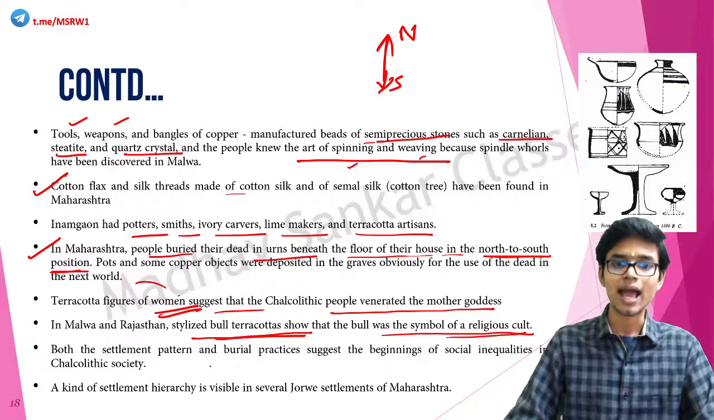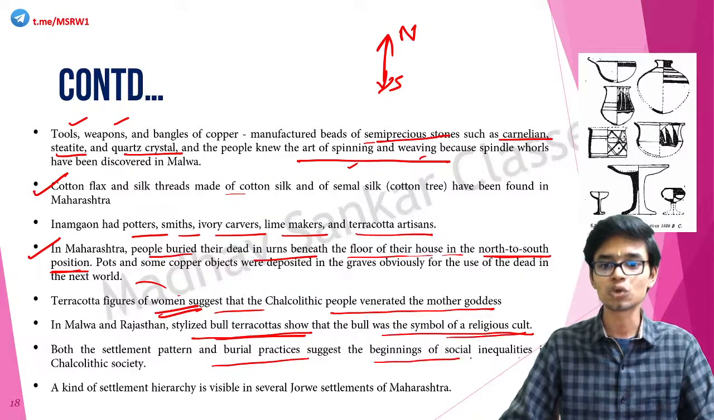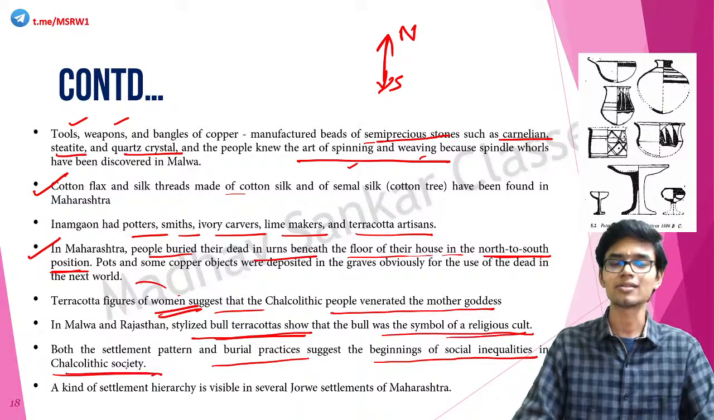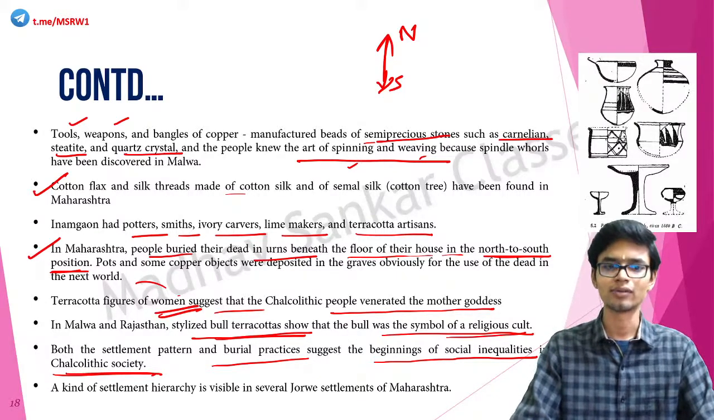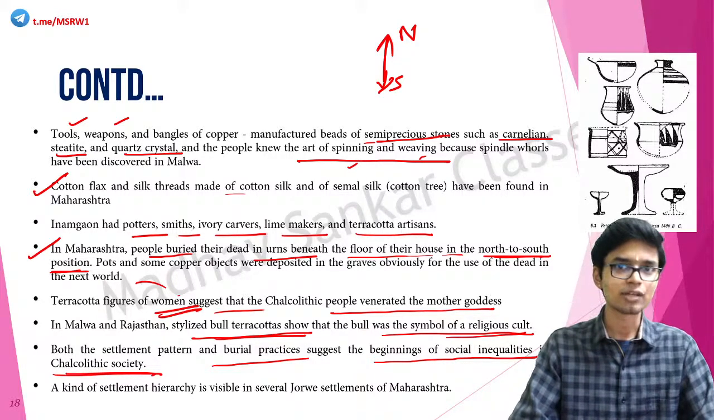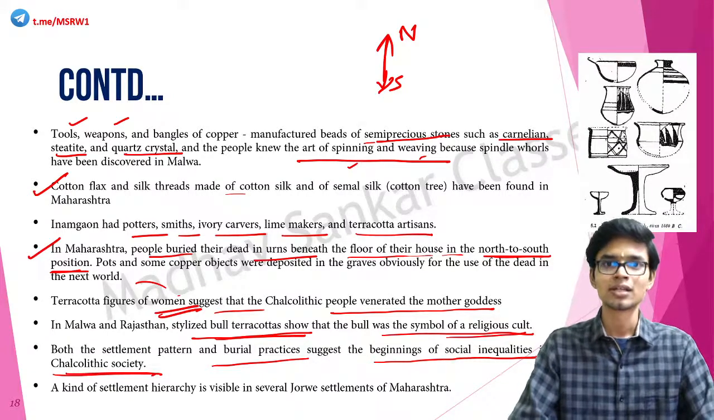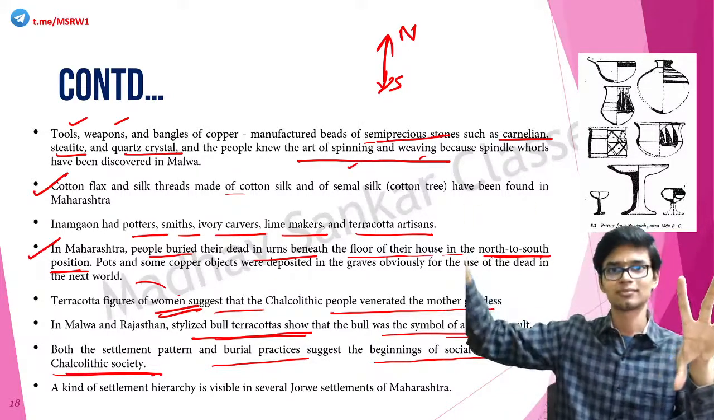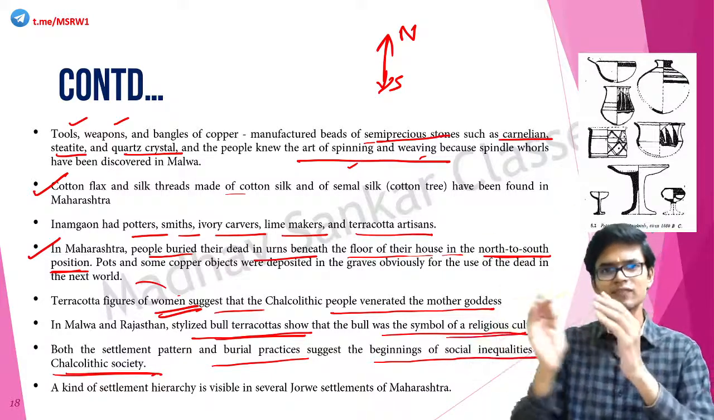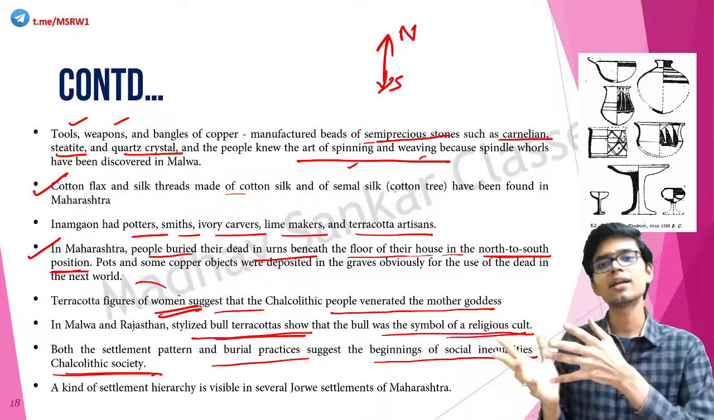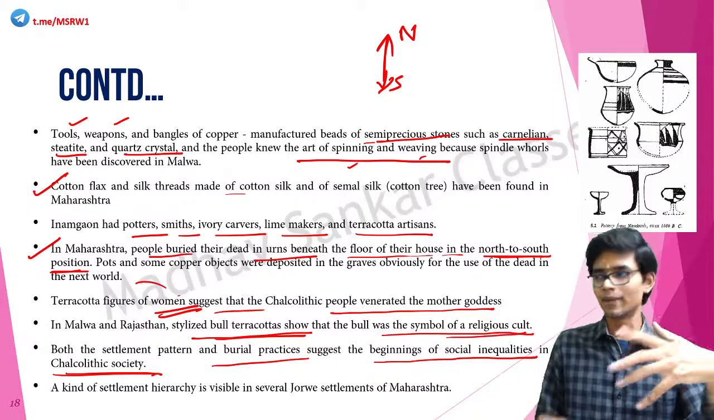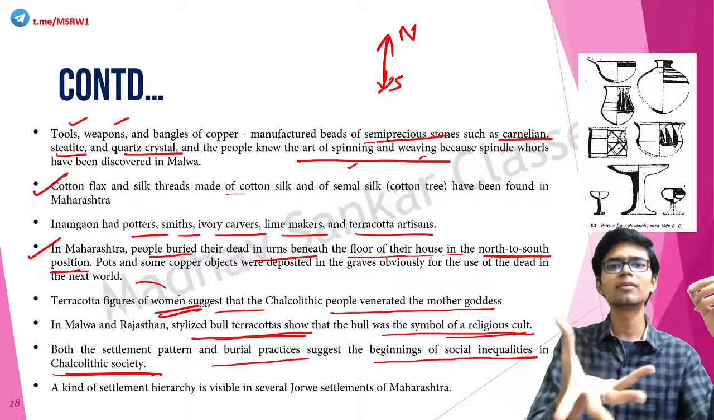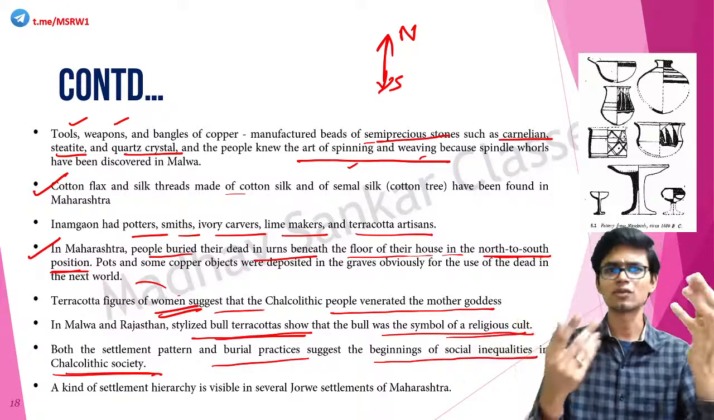Both the settlement pattern and burial practices suggest that the beginning of social inequalities happened in Chalcolithic society. When historians excavated different sites, they found differences between various burials and various settlements. Some settlements were very large, very huge. Some settlements were very small. Similarly, in some burials, they come across lots of copper articles, very high valued stuff. But in certain other burials, they come across only the bare minimum of copper articles and no precious metals.